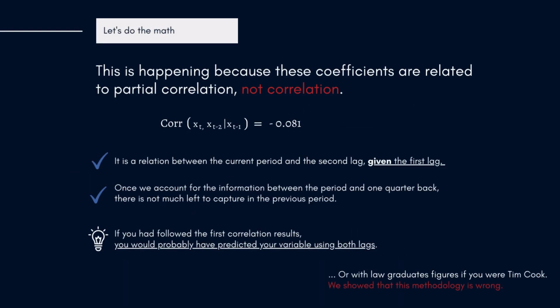This is happening because these coefficients are related to partial correlation, not correlation. Firstly, it is a relation between the current period and the second lag given the first lag, and next, once we account for the information between the period and 1 quarter back, there's not much left to capture in the previous period. If you had followed the first correlation results, you would probably have predicted your variable using both lags.